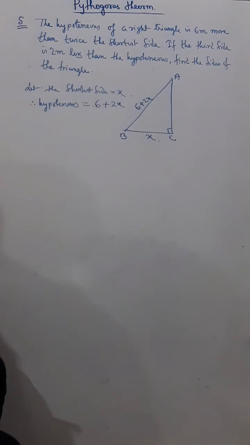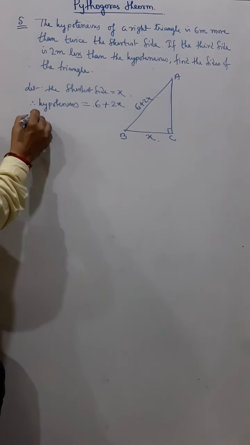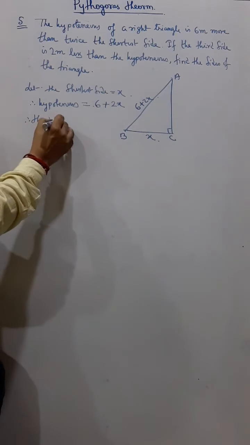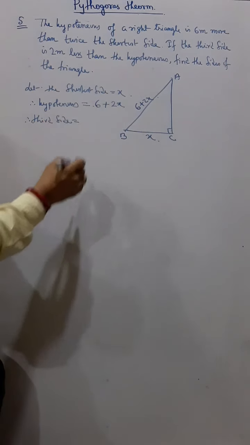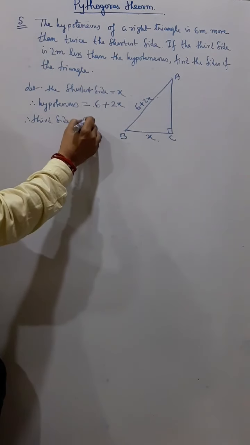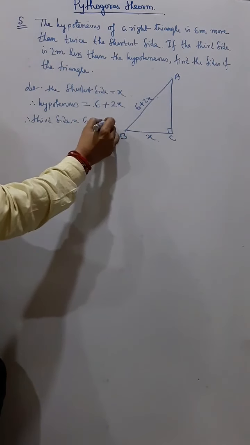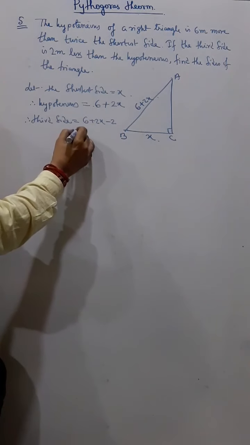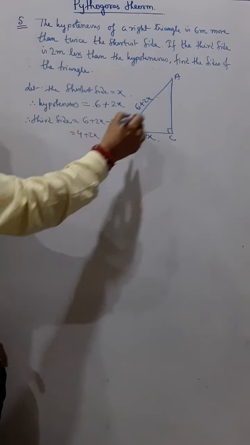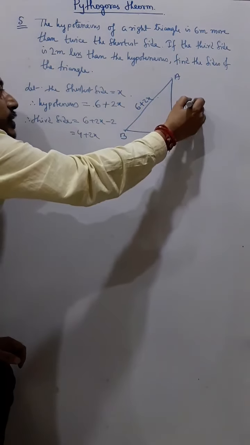And then they told if the third side is 2 meter less than the hypotenuse. So the third side is 2 meter less than the hypotenuse. That means 6 plus 2x minus 2. So finally it becomes 4 plus 2x. So this becomes 4 plus 2x.